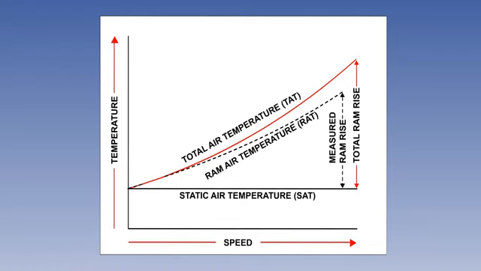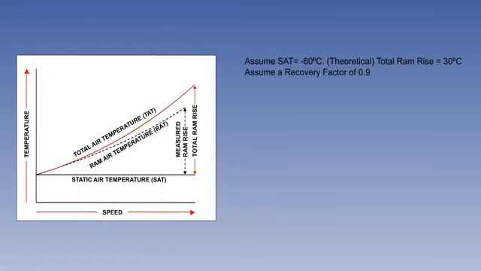Let's see how these definitions interact. We'll assume an aircraft experiencing a static air temperature of -60 degrees Celsius at a speed where the theoretical total ram rise would be plus 30 degrees. Assume a recovery factor of 0.9. The static air temperature is -60 Celsius. The total ram rise is plus 30 degrees. Remember, this is a theoretical figure and cannot actually be achieved. The total air temperature would therefore be minus 30 degrees Celsius.